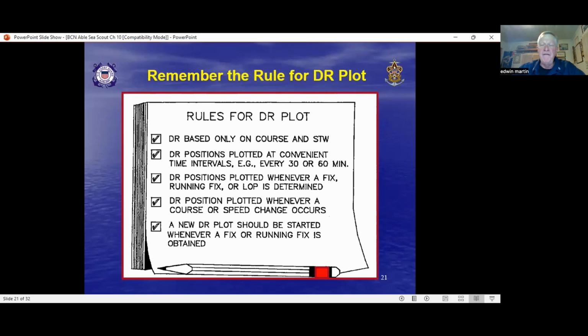You plot it at convenient time intervals. If you're out in deep ocean waters, probably an hour is sufficient. If you're near shore, probably 30 minutes to 15 minutes is probably a wiser choice. DR positions are plotted whenever a fix or LOP is determined.